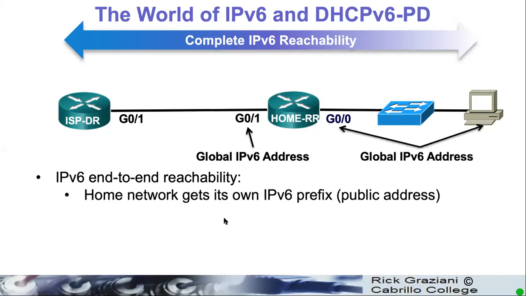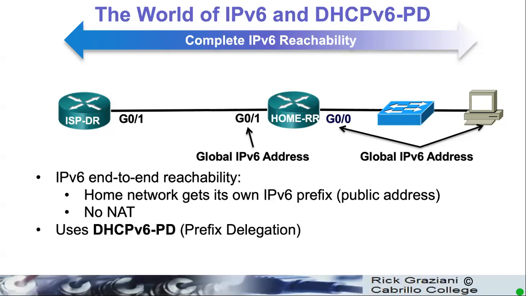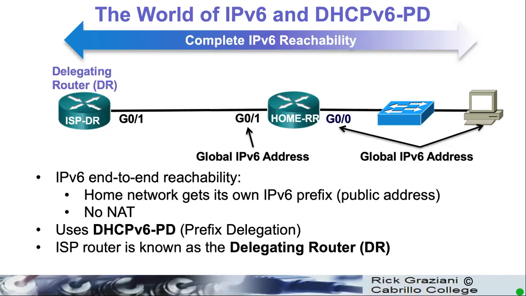Anyway, in the world of IPv6, your home network, your business network, whatever, will get its own globally routable IPv6 prefix. No NAT. I didn't say address, I said prefix. That's a whole network. And the ISP will typically use DHCPv6 PD, prefix delegation, for the home or small business to do this.